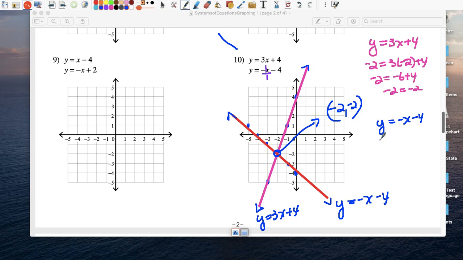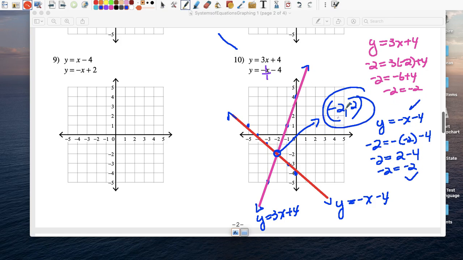The second equation, y equals -x minus 4. So replace both y and x with -2. So -2 equals minus -2 minus 4. -2 equals negative, and a negative is a positive. So that gives me +2 minus 4, and -2 equals -2 also works out. So the solution -2, -2 worked for both equations.